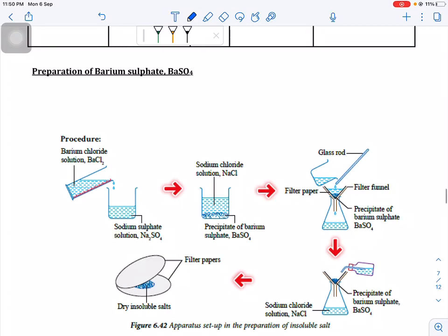So, how to prepare barium sulfate. For sure we have the barium and also the sulfate. In this situation, I suggest we use barium chloride and sodium sulfate. Okay, so our products will be barium sulfate and sodium chloride.